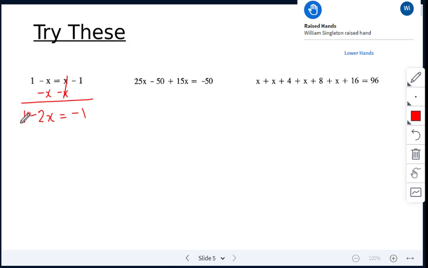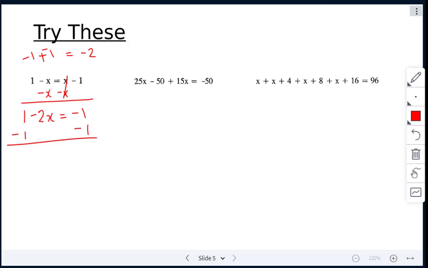So this 1 here I have to move over, so I'm going to subtract 1, subtract 1. Okay, so now we were at subtracting the 1. So 1 minus 1 on the left side, that's gone. So we're left with negative 2x is equal to negative 1 minus 1, right? So if we look up here again, negative 1 minus 1 is the same thing as adding negative 1 plus negative 1, which gives me negative 2. So here now I have negative 2x is equal to negative 2.